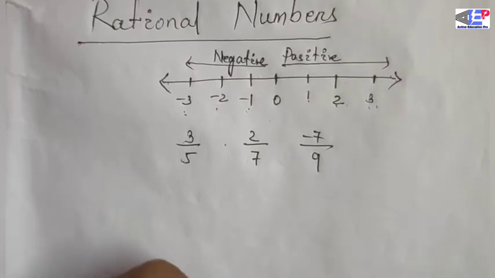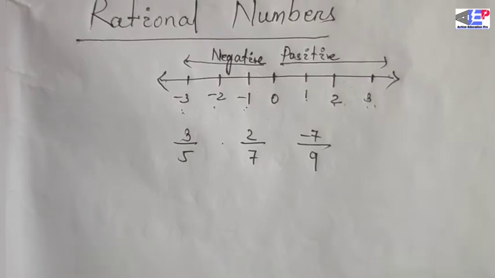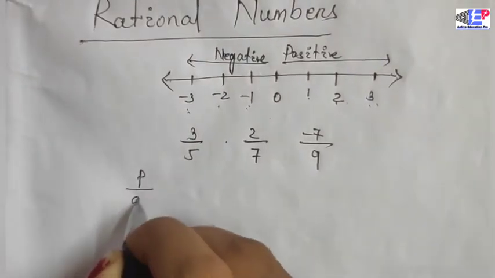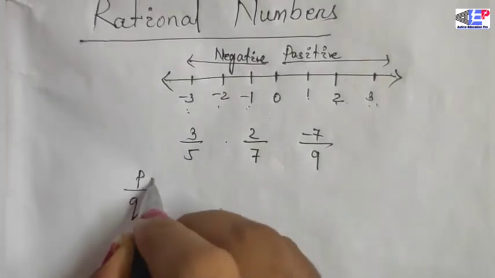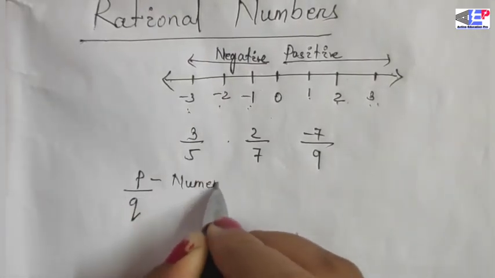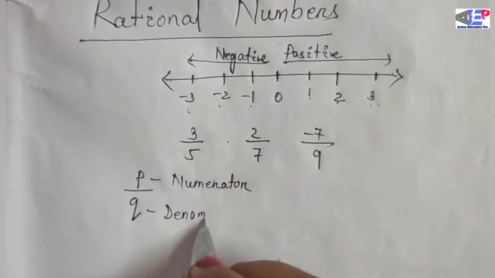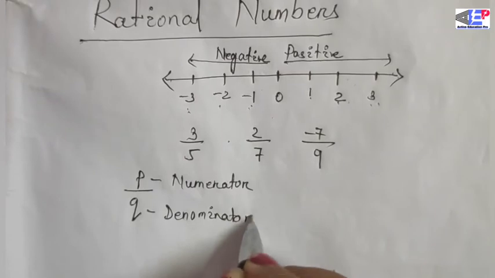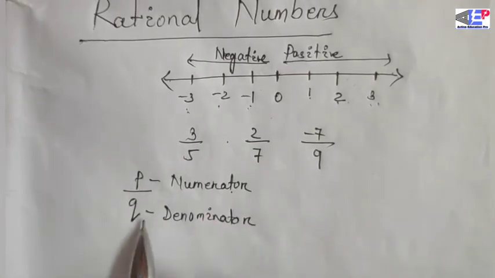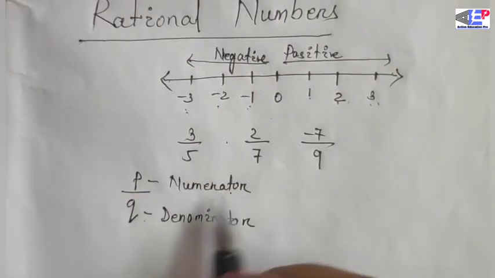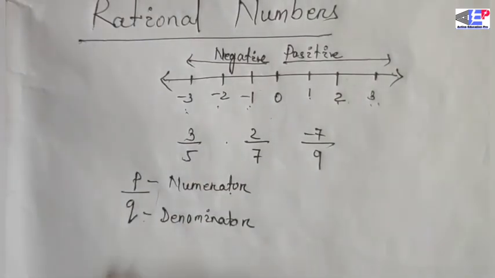These are rational numbers. First, define very well what rational numbers are. Rational numbers are present in p by q form, where p is the numerator and q is the denominator. The rational numbers are of p by q form. P is the numerator and q is the denominator.